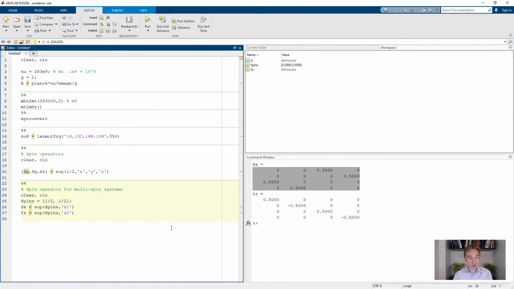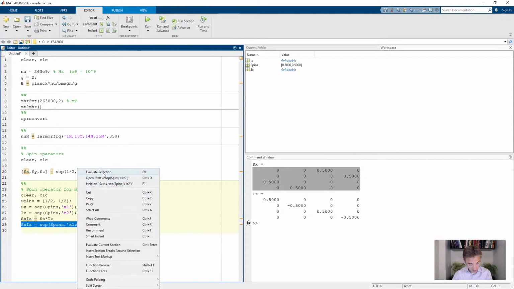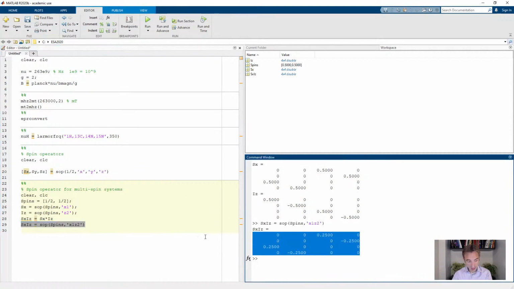You can also get operators that are product operators. For example, you get SZIX, or SXIZ, let's say SXIZ. You could just multiply SX times IZ now. That is perfectly valid. The alternative is you just ask SOP to return you the combined product operator. First, again, you have to supply the spins, and then you need to say X1 and then Z2. And that will give you, if I run this now, I'm selecting this code and I'm right-clicking Evaluate Selection. I also can press F9 to run this. Then you get the SZIX operator.